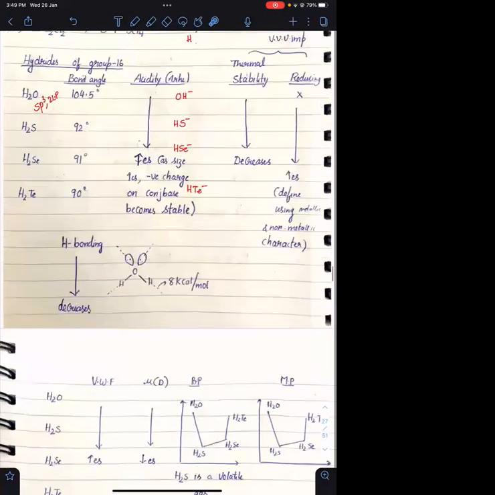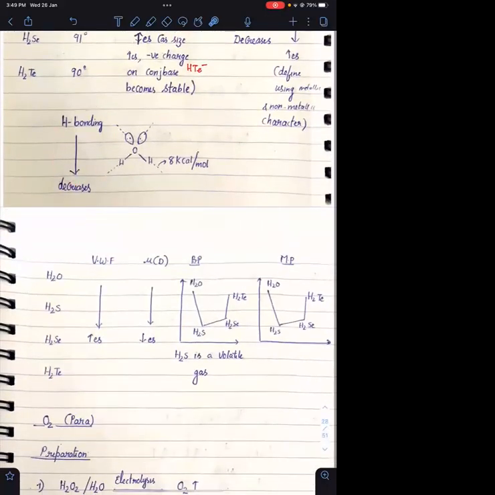Okay, theek hai. Next, hydrogen bonding strength. Down the group, it decreases hydrogen bonding. In water, you have the strongest hydrogen bond.